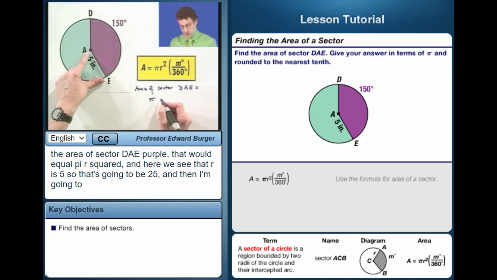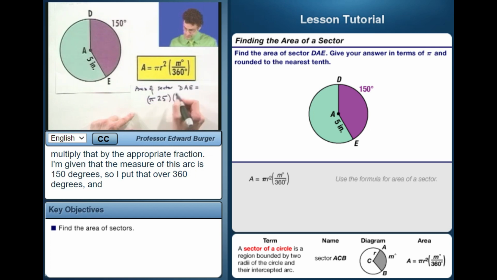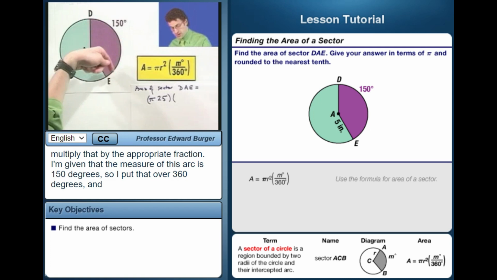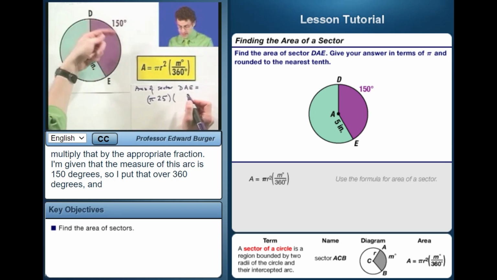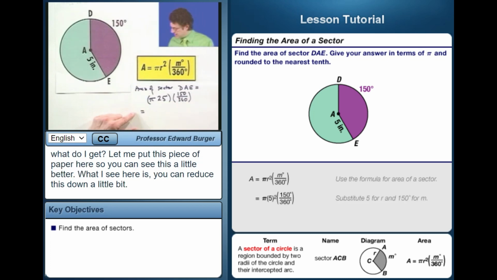And so here we see that r is 5, so that's going to be 25. And then I'm going to multiply that by the appropriate fraction. Well, I'm given that the measure of this arc is 150 degrees. So I put that over 360 degrees. And so what do I get? Let me put this piece of paper here so you can see this a little bit better.